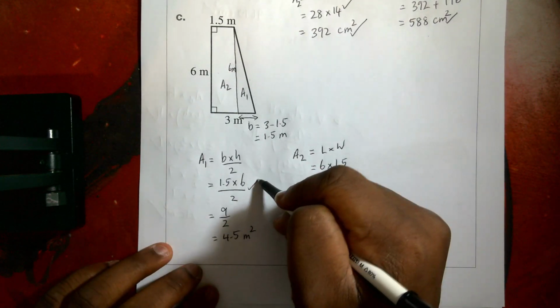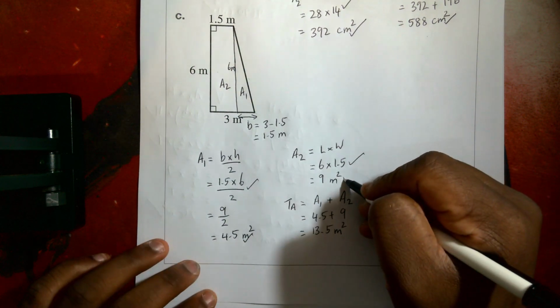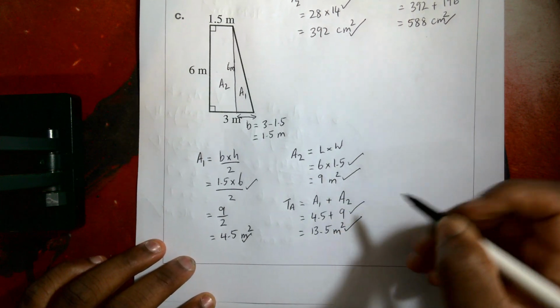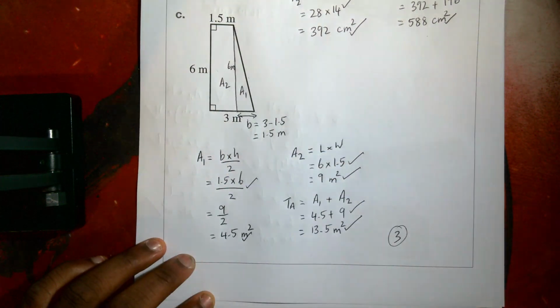Again, 1 mark for substitution, 1 mark for the answer, 1 mark for substitution, 1 mark for the answer, 1 mark for substitution, 1 mark for the answer. There's 3 marks for that one question.